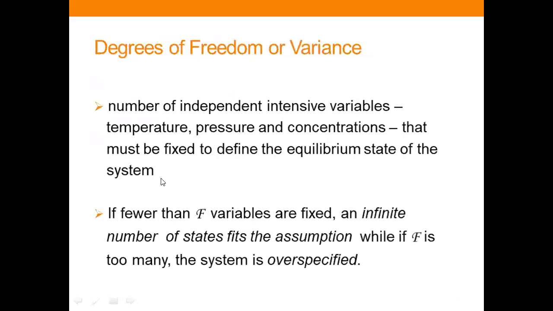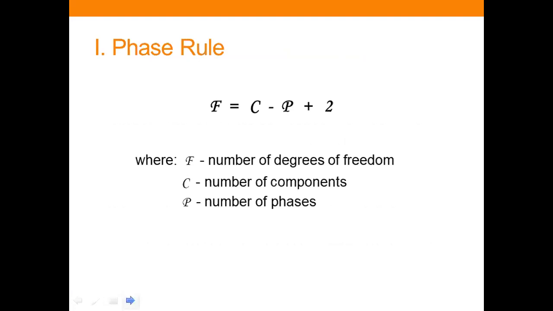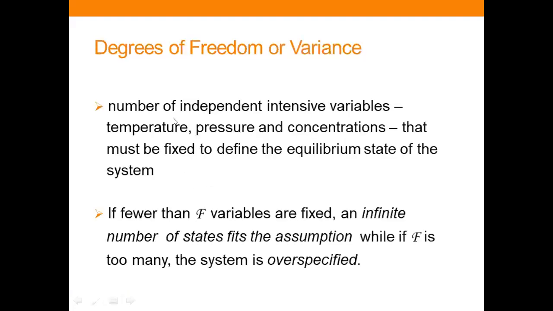And the degrees of freedom, or the F that you are seeing here, the variance, represents the number of independent intensive variables. Most of the time, these are temperature, pressure, and concentration that must be fixed to define the equilibrium state of the system. These particular variables have to be defined by the problem. That way, the problem could be solved. Otherwise, only two things might happen: the problem cannot be solved, or the problem may have several solutions, not just one.